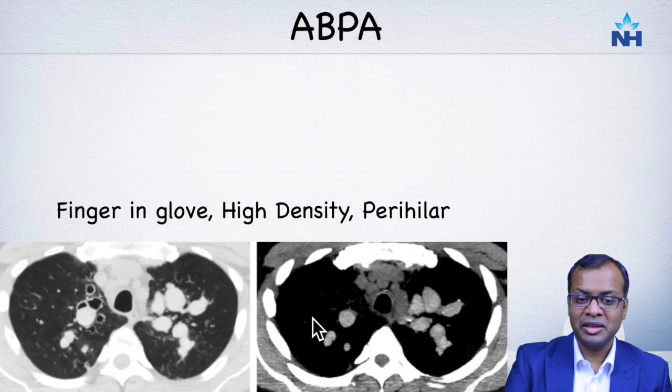ABPA classically involves bronchiectatic segments in the perihilar distribution in the upper and mid zones. One thing, if you see, are these hyperdense areas of mucus plugging. So these are bronchi which are filled with hyperdense material. This is highly suggestive of a fungal infection. There is a pattern which is called a finger in glove appearance, whereby all the bronchi are actually filled with mucoid material and fungal material, and this is quite characteristic on a CT scan.